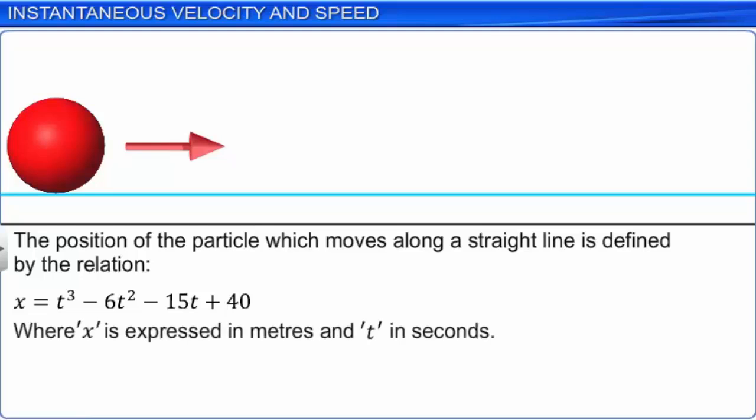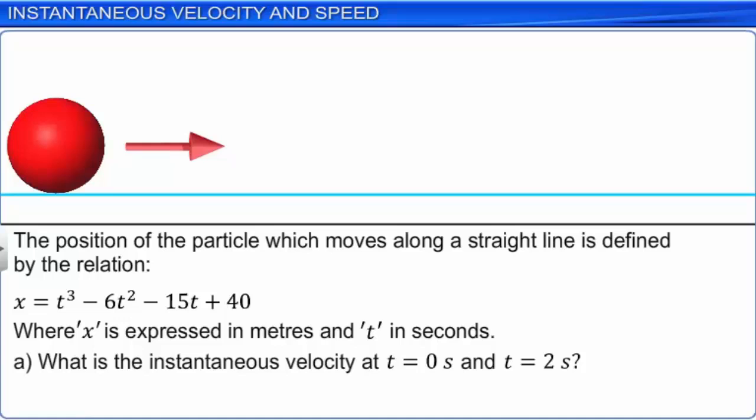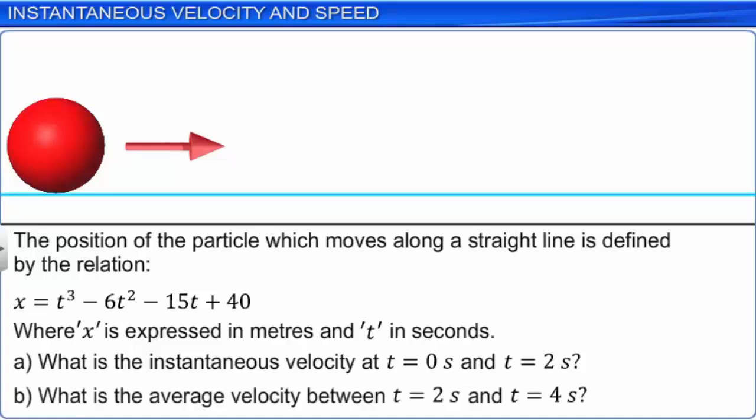What is the instantaneous velocity at t is equal to 0 second and t is equal to 2 seconds? What is the average velocity between t is equal to 2 seconds and t is equal to 4 seconds?